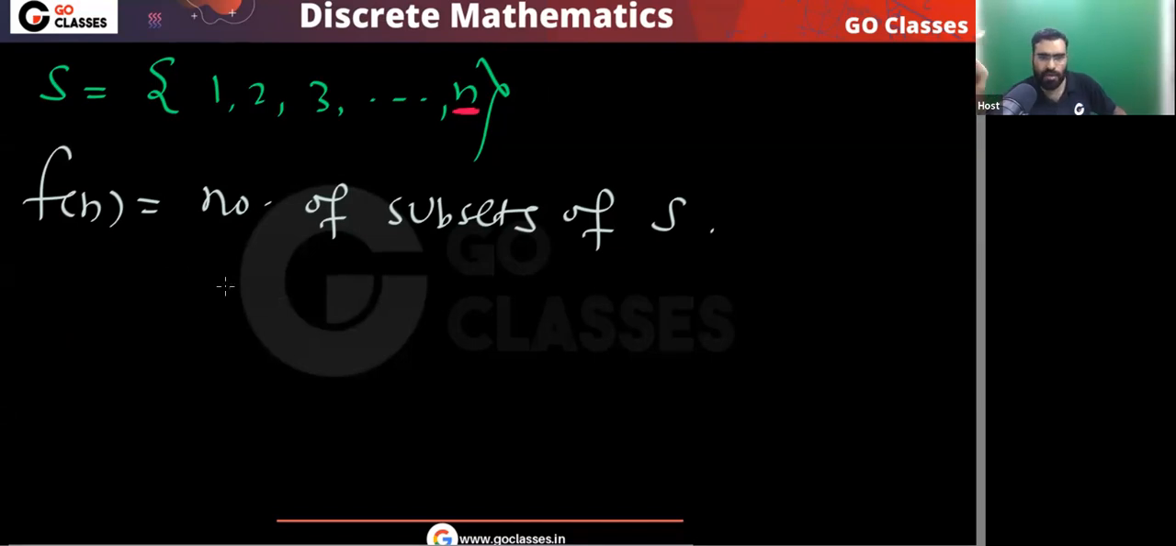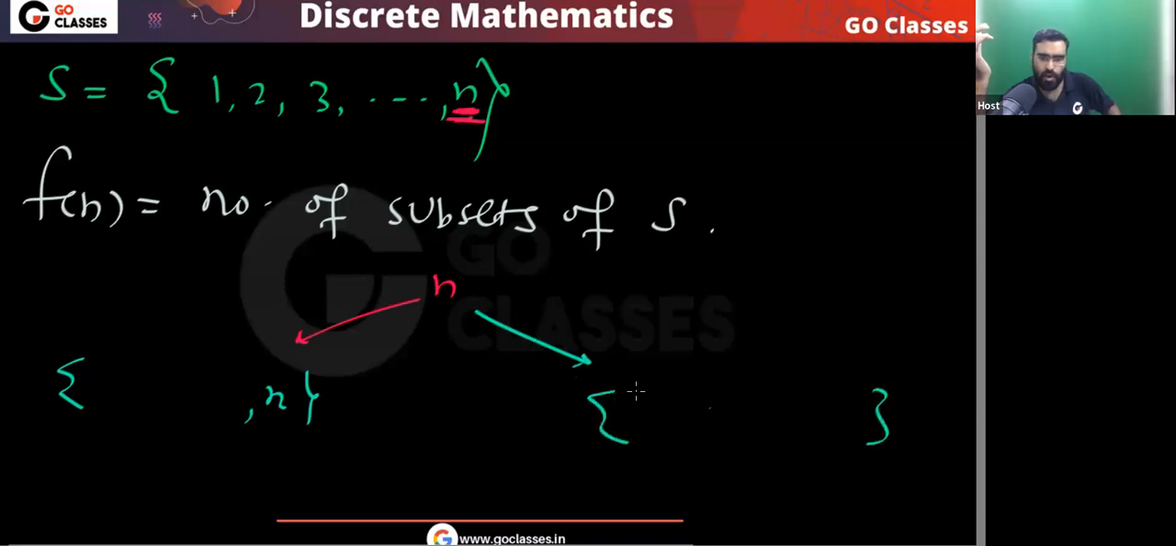There are 2 ways for this element. Either I take it, this element n, which means I put it in the subset. I include this in the subset I create. Or I don't include it. So this n, either I take or I don't take.